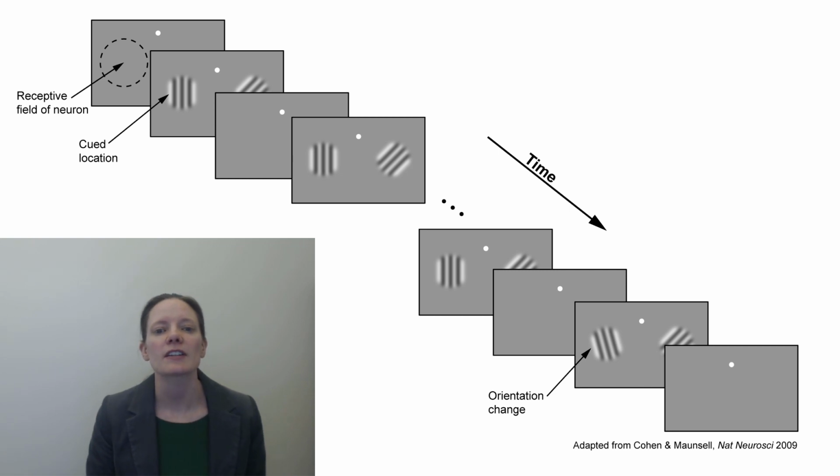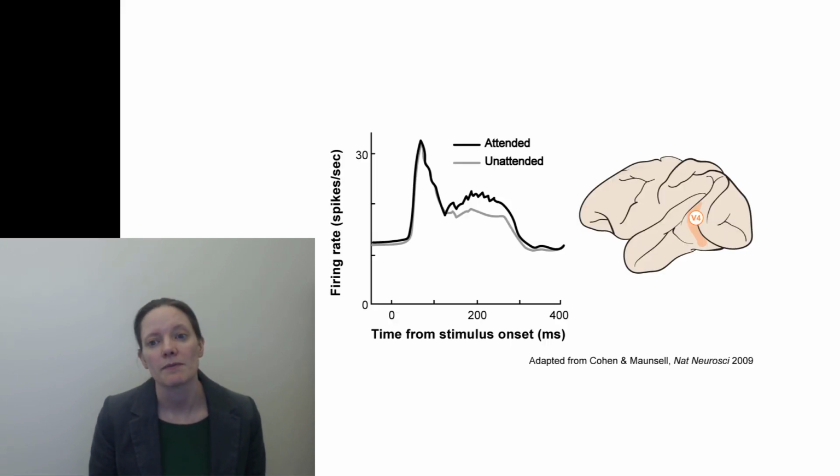To see if this neuron is affected by where the animal's attention is directed, we want to compare this firing rate when the grating appearing in the RF was cued versus when the other grating was cued. Here's a plot of the neuron's firing rate after the grating appears in its RF over time, when the grating was attended, black, versus not attended, shown in gray.